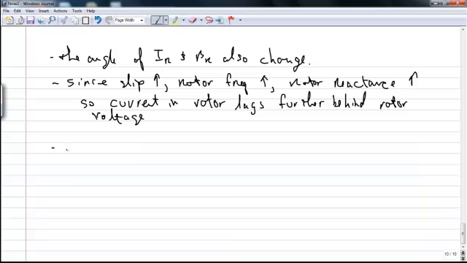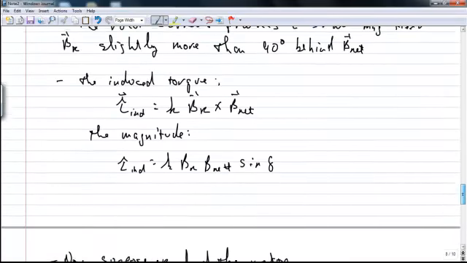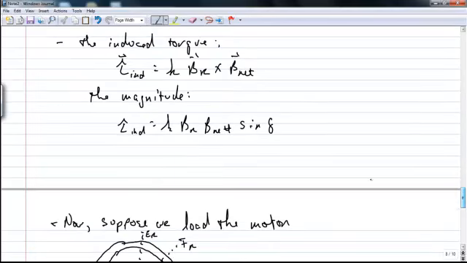So we have two factors at play here. First of all, the increase in B sub r tends to increase the torque. Let's just go back to the torque equation for a second. Okay, let's look at this one. So our induced torque is proportional to B sub r, and B sub r is going up. So that would tend to make the induced torque go up.